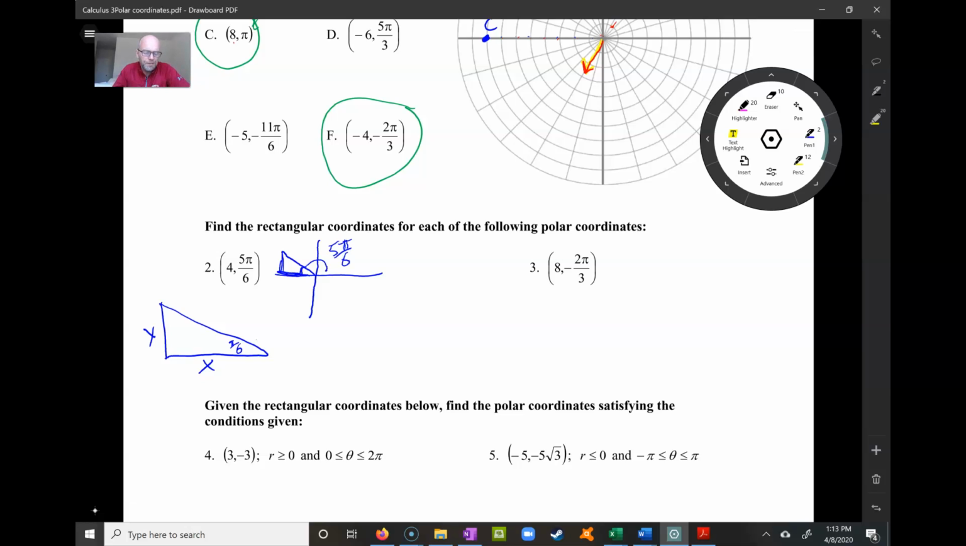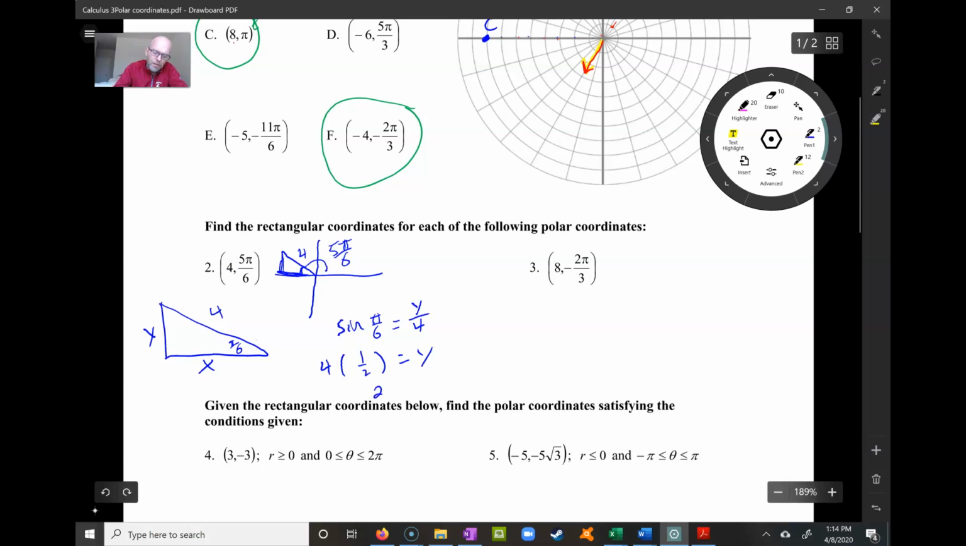Once I establish that, because of my trig knowledge, I know that sine of pi over 6 is equal to... Also remember in the drawing that because the radius is 4, this is 4. So sine of pi over 6 would be opposite, which is y, over hypotenuse, which is 4, which means 4 times sine of pi over 6 is equal to y. And of course, we all know that sine of pi over 6 is 1/2. So that means this would be 2. So, in my search for rectangular coordinates, I know the y coordinate is 2.